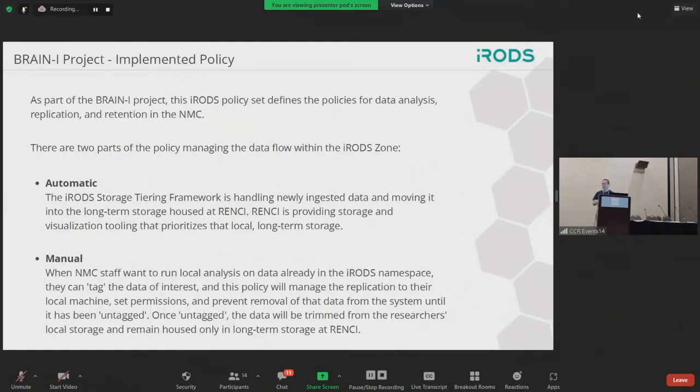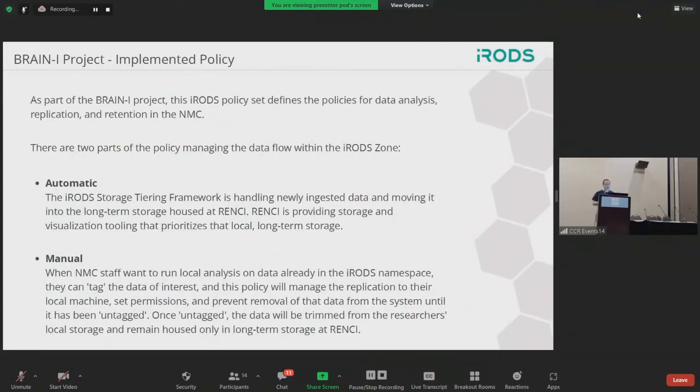That was pretty straightforward. It loads off of the microscope. It moves after what I think we set to 24 hours, maybe 12 hours. And then we trim the one off of the local storage, so the local storage does not fill up at the microscope. Easy peasy, right? The manual piece was a little trickier.